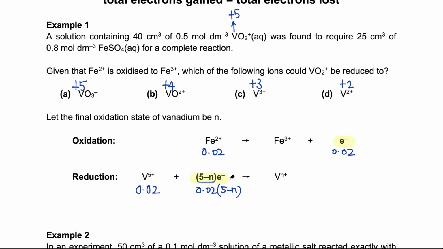The total electrons lost equals total electrons gained. I'm going to plug in 0.02 must be equal to this one. That means 5 minus n equals 1, and therefore n equals 4. So the final oxidation state is plus 4, and that means option B is correct.